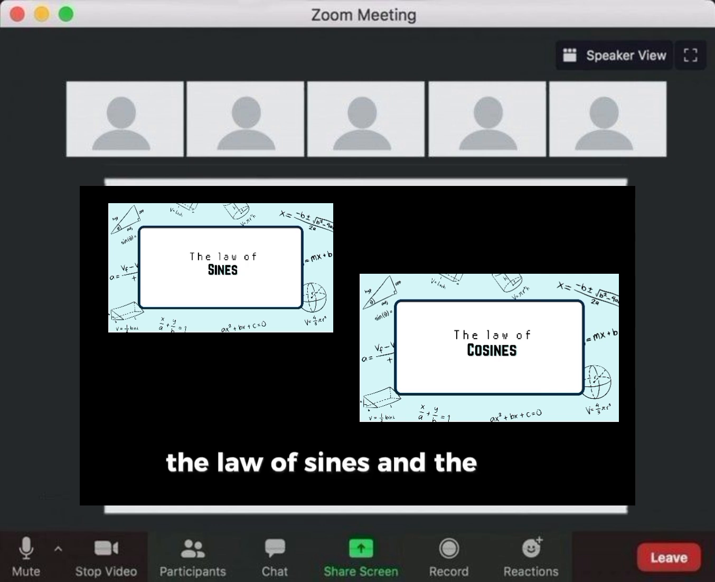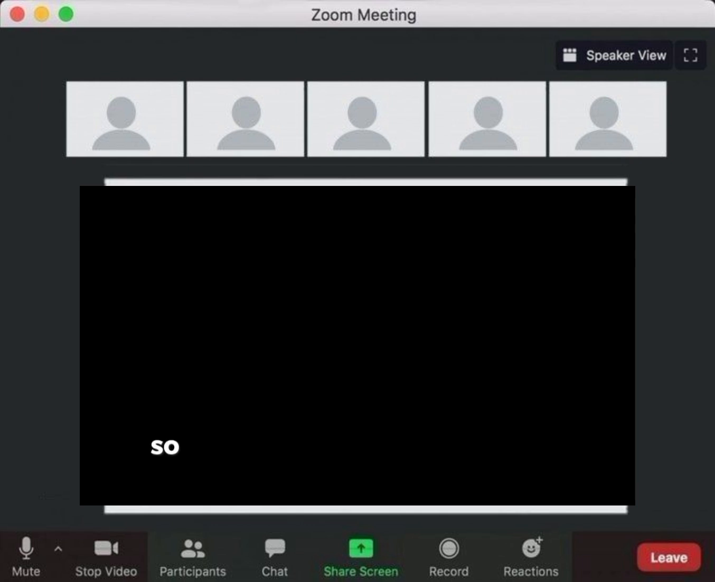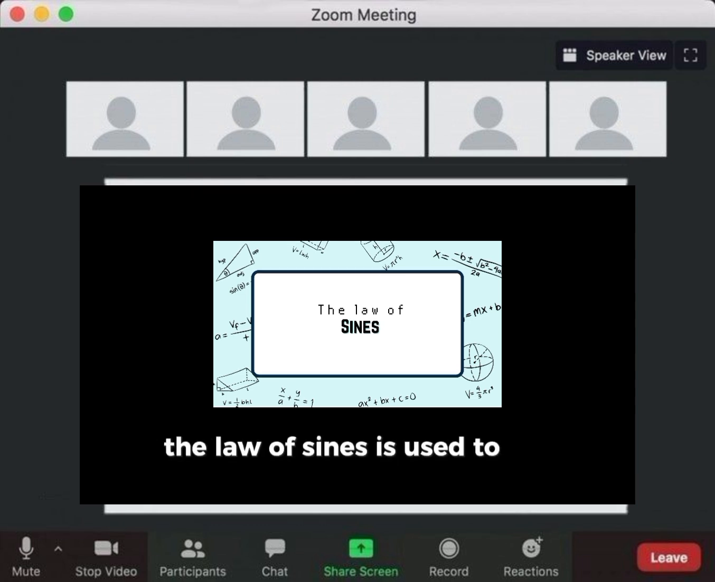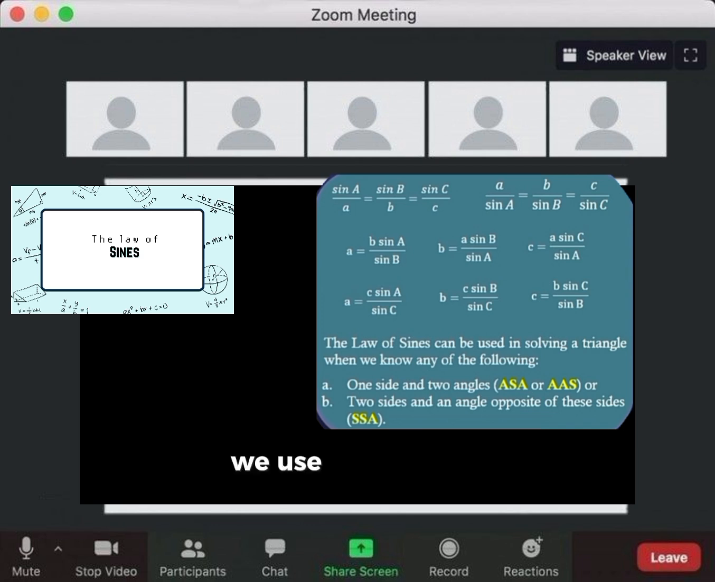The law of sines and the law of cosines are trigonometric laws used to find missing sides and angles in triangles. So let's start by introducing the law of sines. The law of sines is used to find the missing side or angle when given two angles and a side, or two sides and a non-included angle. For the formula of the law of sines, we use sine A over A is equal to sine B over B is equal to sine C over C, and we may also use its reciprocal.